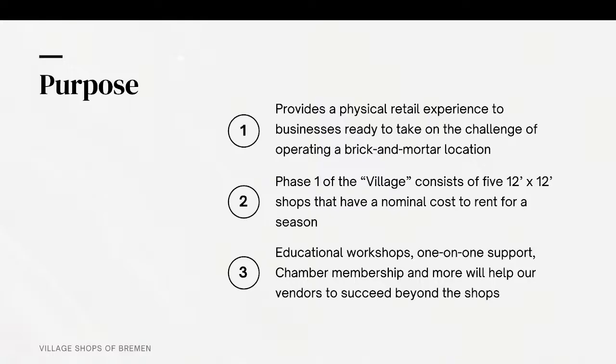You're going to see later on, we have two phases of the village. So phase one would consist of putting 5 or 6, depending on a restroom, 12 by 12 shops that have a nominal cost to rent for a season, because that really is one of the hindrances for small businesses. When you can find a storefront, can we even afford it? On top of insurance, utilities, and everything else. And so we really want to make this an affordable venture for these businesses. Along with that, providing educational workshops, one-on-one support. With that fee, it would also include membership with the Chamber of Commerce so that they can have that mentorship with an existing business. And just more help that we can provide those vendors to be able to succeed beyond the actual shops.